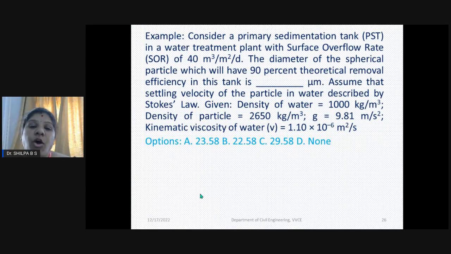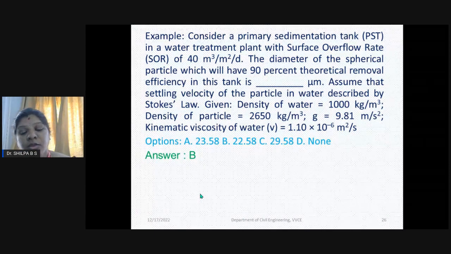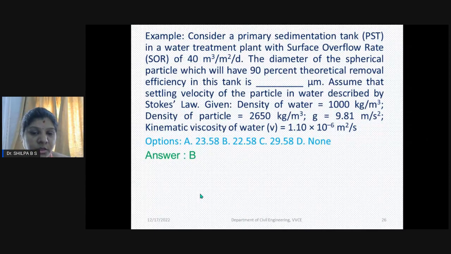So they have given the options. Okay, what is the diameter that will be removed based on these data? So answer is B, that is 22.58. Okay, so let us know how we got.